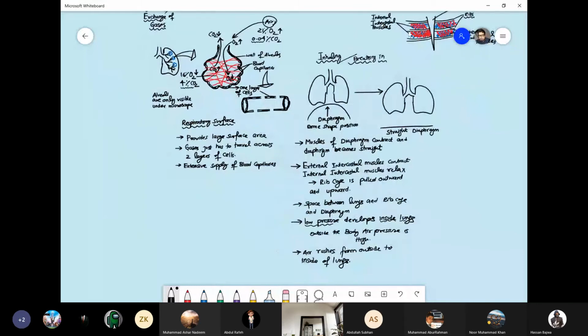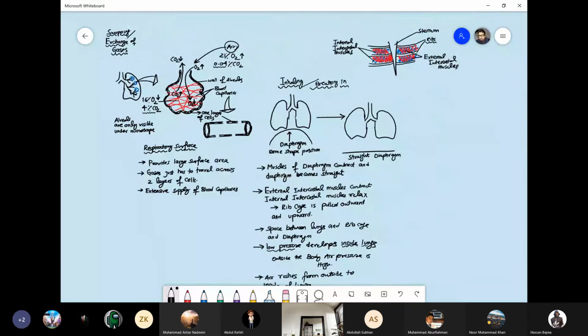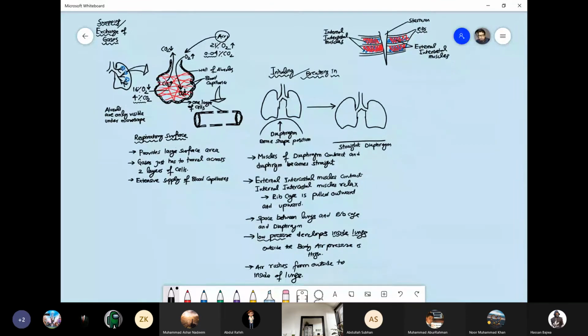Now, boys, let me tell again, what did I tell you in the beginning? That we have two types of intercostal muscles. As I told you, the muscles present in between the ribs are called intercostal muscles. And the two types are internal intercostal muscles and external intercostal muscles.